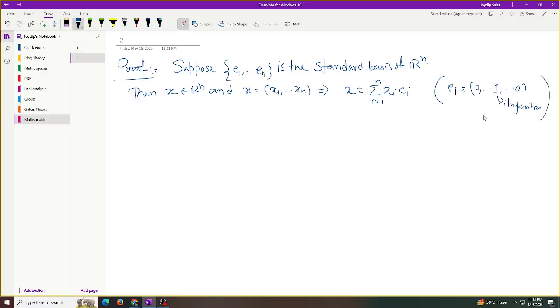Now, modulus x, that is norm x less than or equal to 1, that means summation xi square is less than or equal to 1. This implies modulus xi is less than or equal to 1 for all i. Okay.